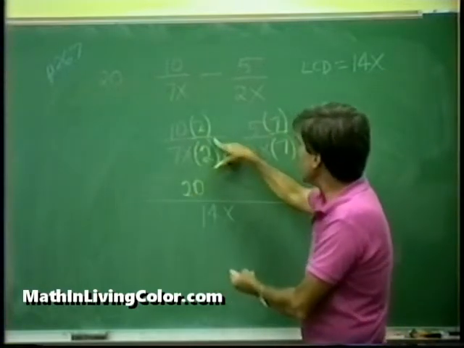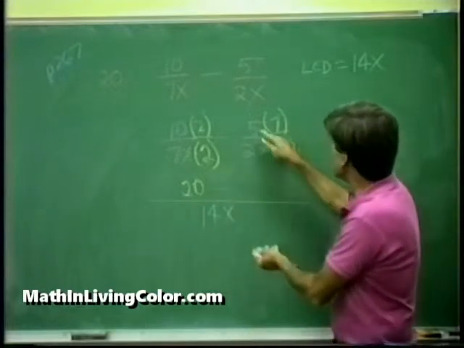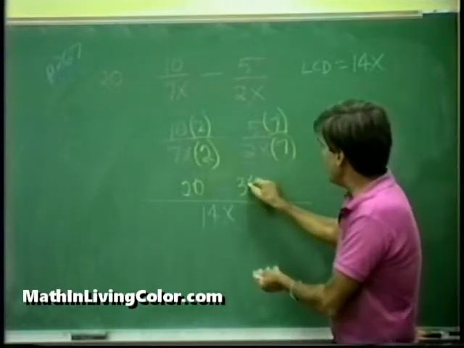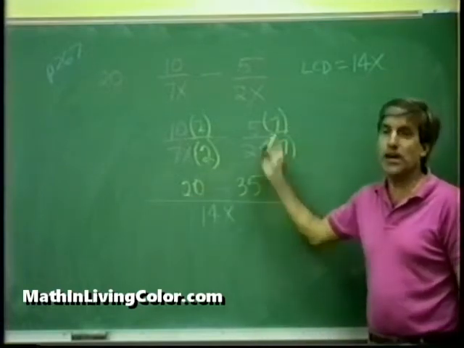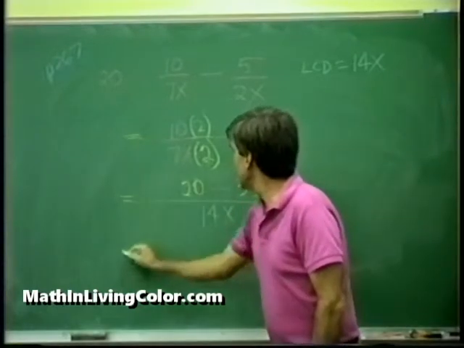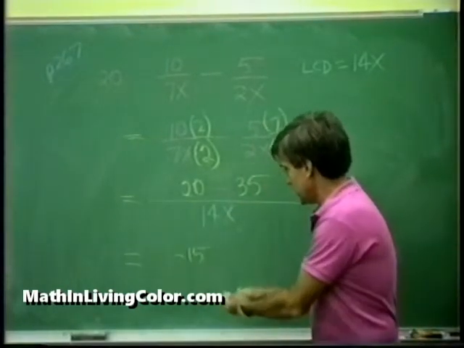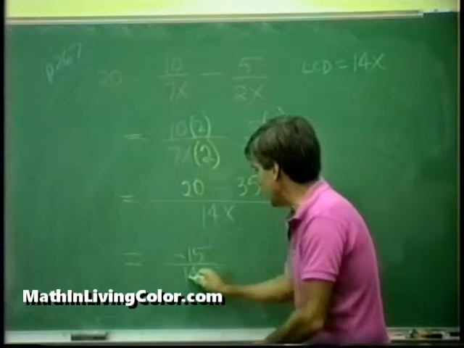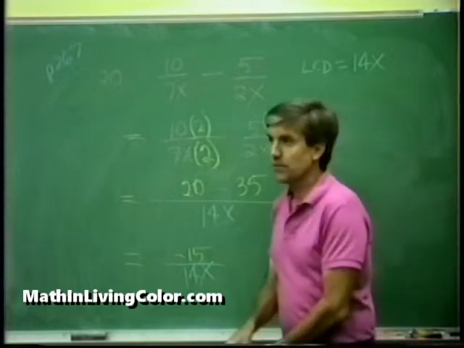And then what does it say? Minus. Okay, minus. And then what does it say? 35. And what would that give you when you simplify the numerator? And then try to reduce the fraction if you can. What do you get? Negative 15 divided by 14x, right? That's it. Any question on that? Okay?